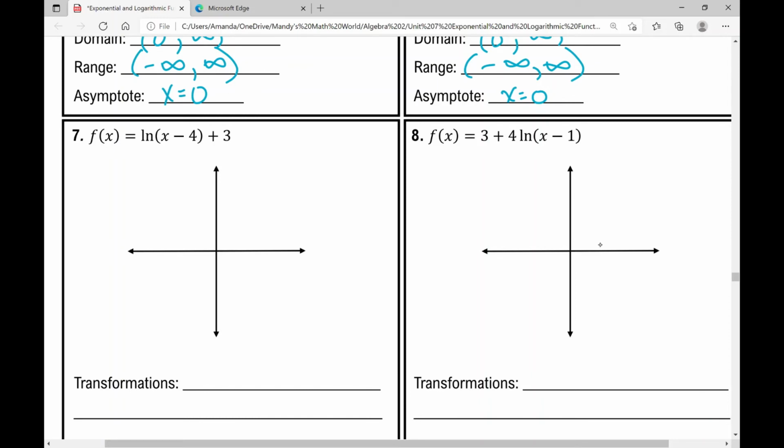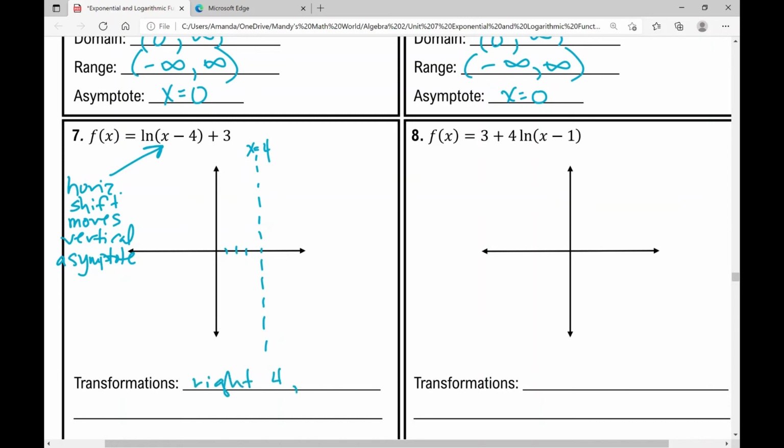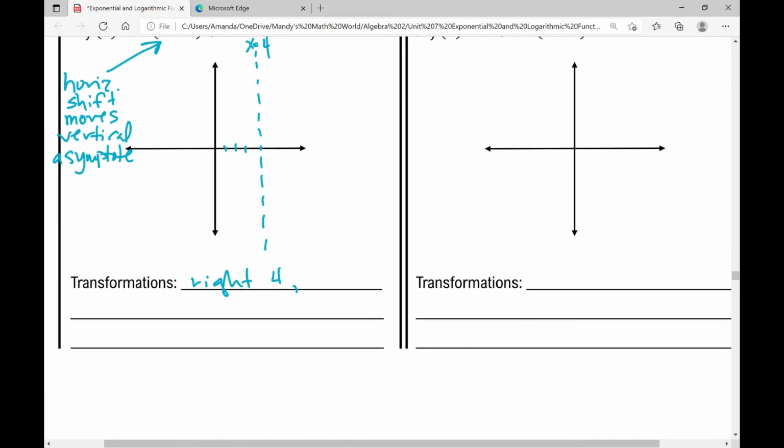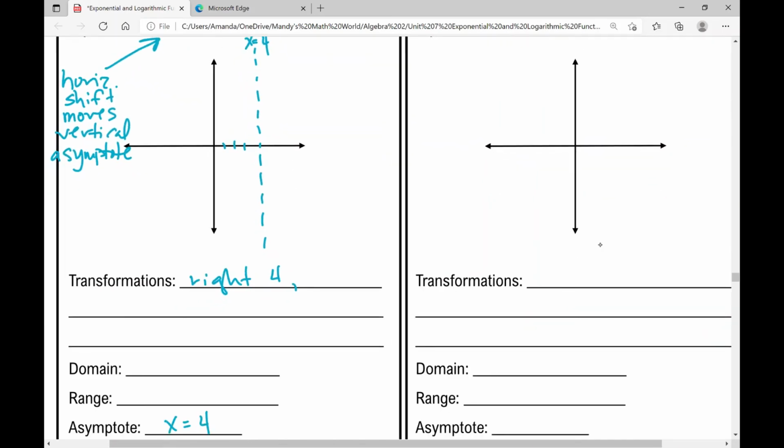So this x minus 4, inside those parentheses, that's your horizontal shift, right? Your horizontal shift is what moves that vertical asymptote. So I'm going to write that here. It moves the vertical asymptote. So instead of that vertical asymptote being x equals 0, if I move this right 4, it's now x equals 4. So I'm going to write all of that down, right? This is a shift right 4, and that is what affected the asymptote. The asymptote is now at x equals 4.